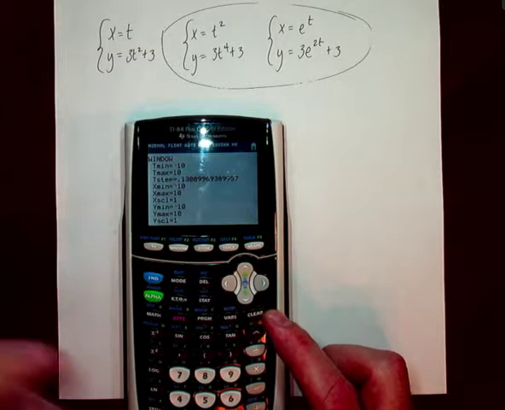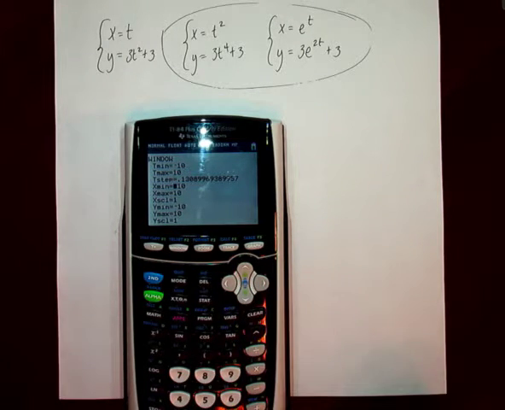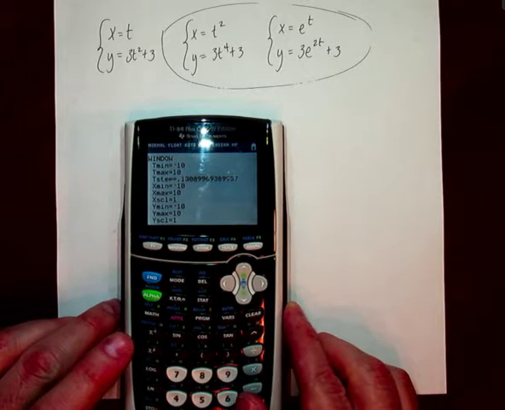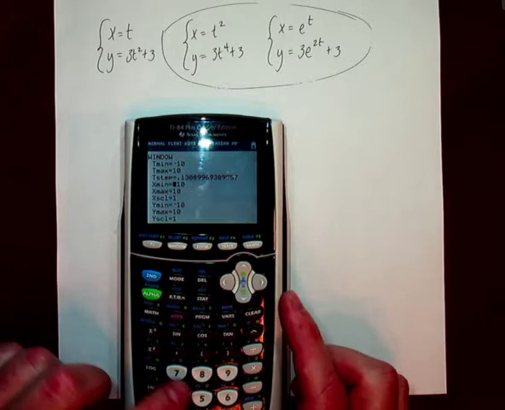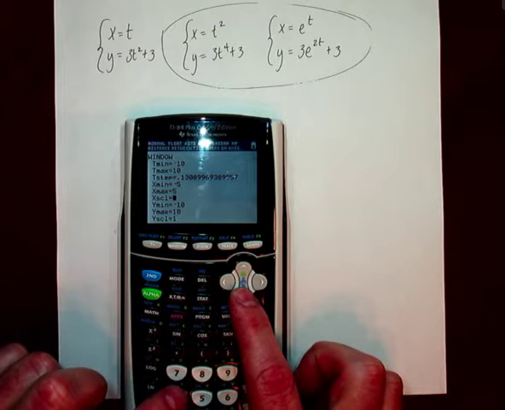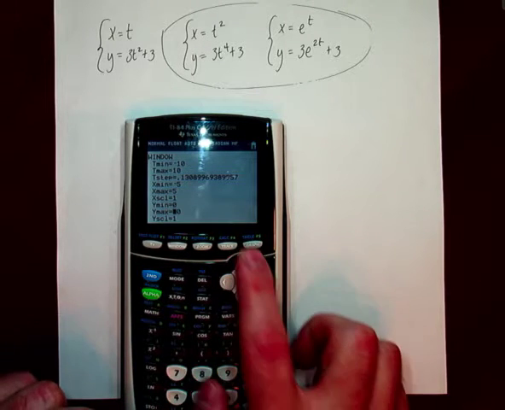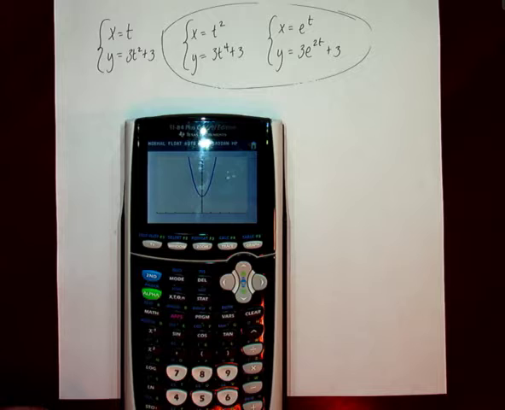For x, I know that this is going to be stretched and it's going to be wholly above the axis. And I know it's going to be narrow. So let's go negative 5 to 5 instead. And let's go 0 to 10. And this is our graph.